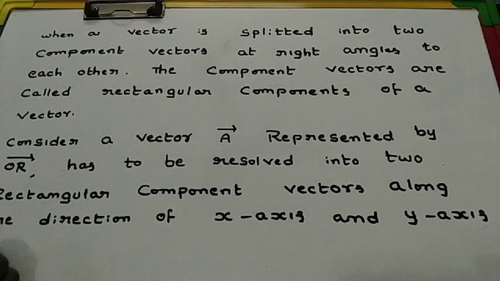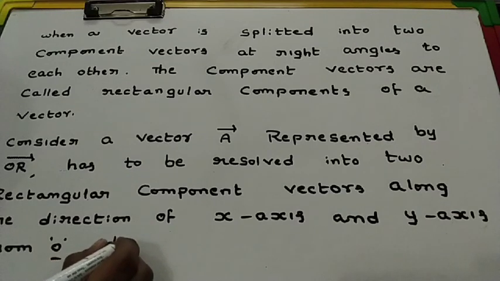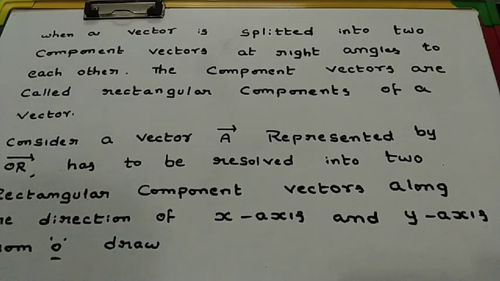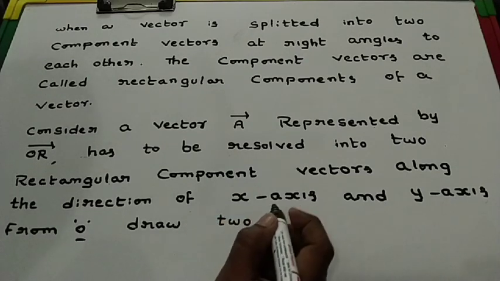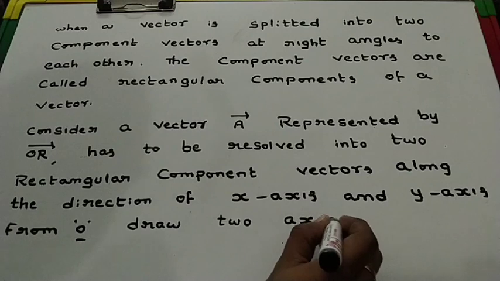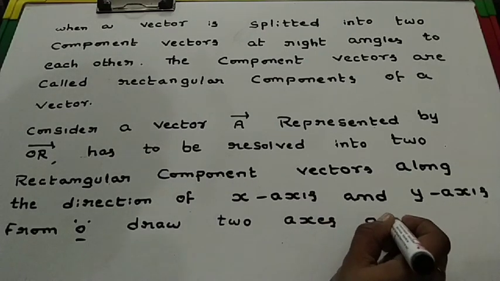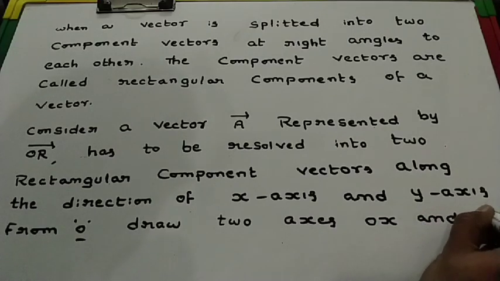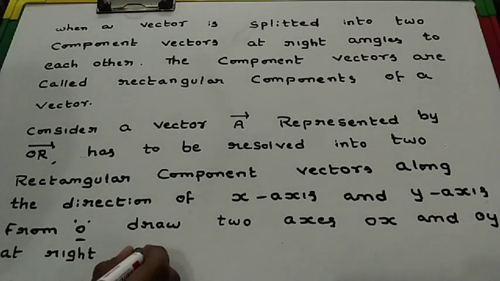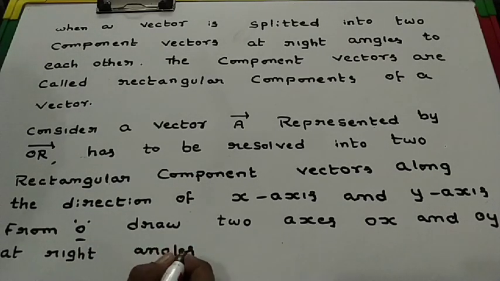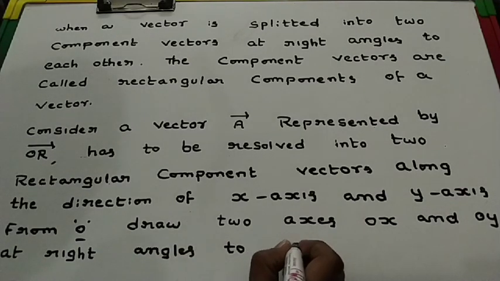From O, draw two axes OX and OY at right angles to each other.